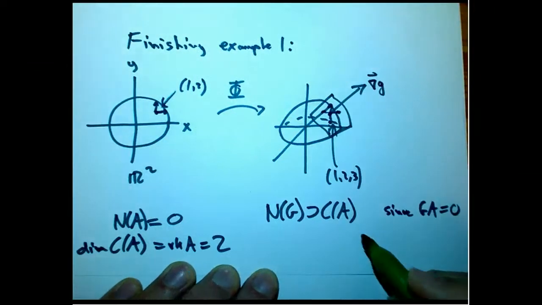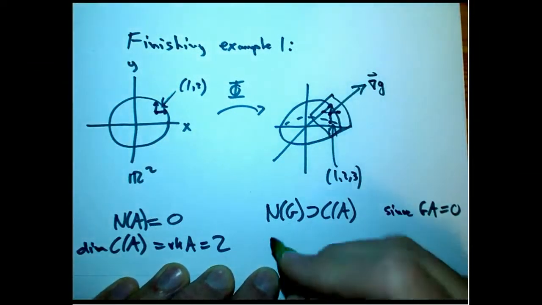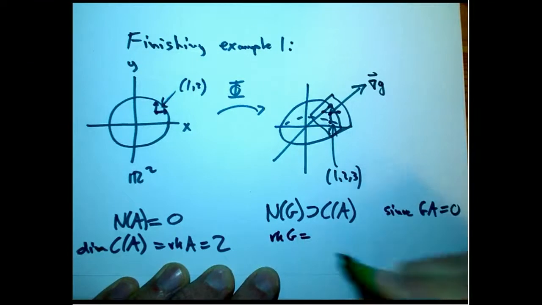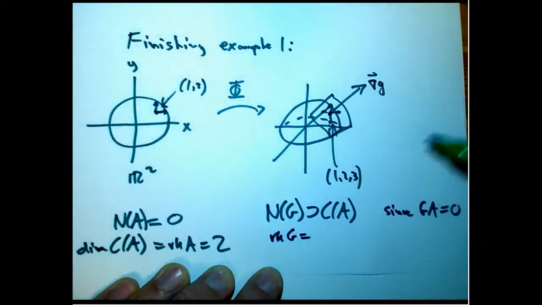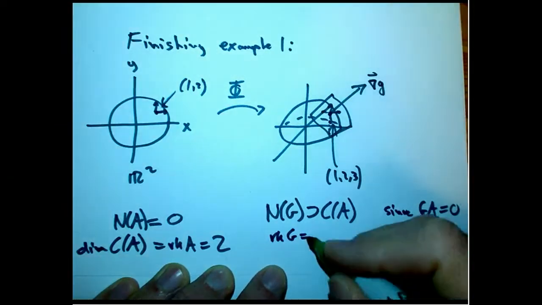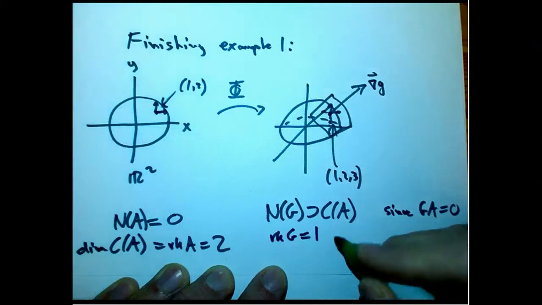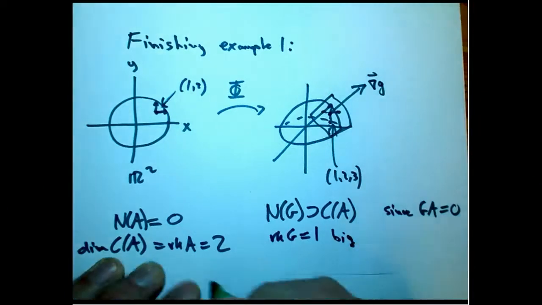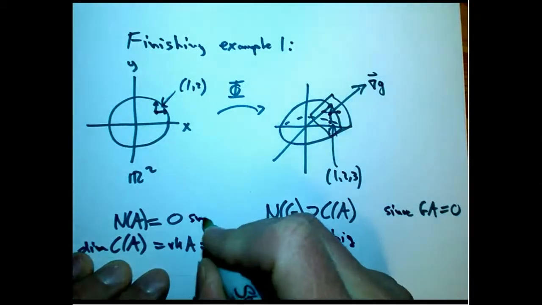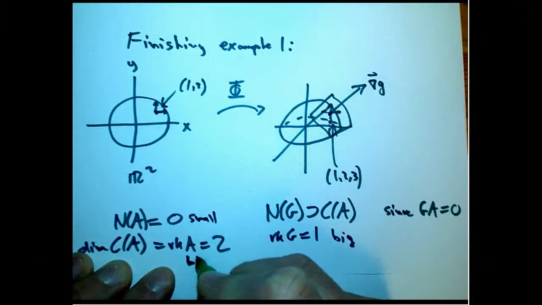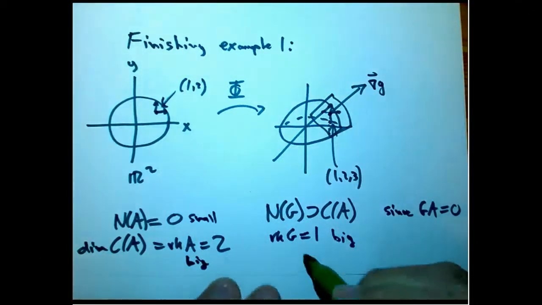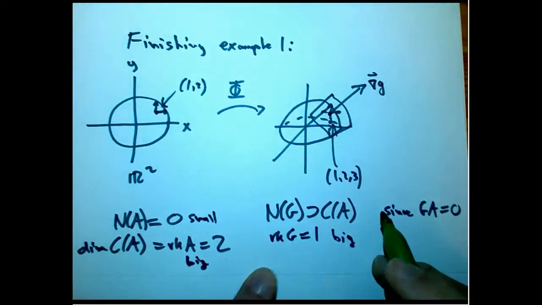Why is this true? Well, let's look at the rank of G. The rank of G, it could either be 0 or 1. It was a 1 by 3 matrix. But the key thing was that it was 1. It's as big as possible. And here this was as small as possible. And so this is big. Okay. And let's see how the ranks go together.